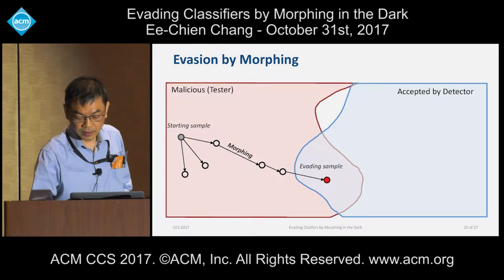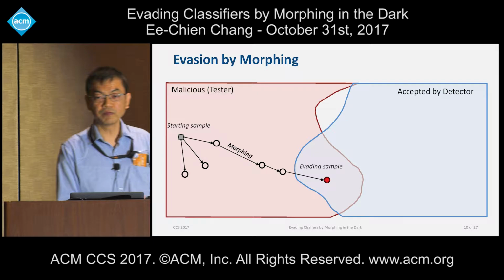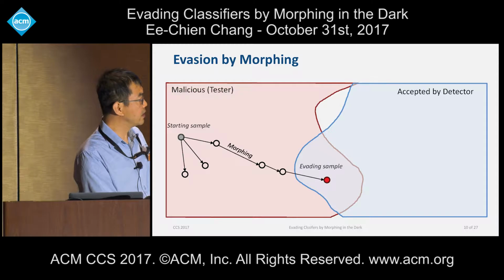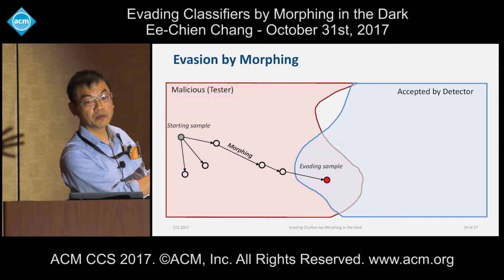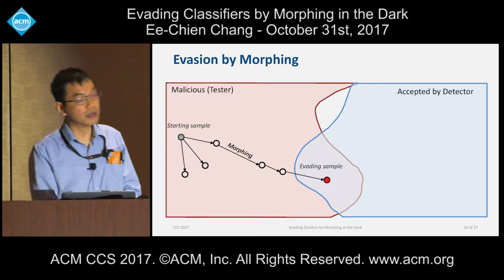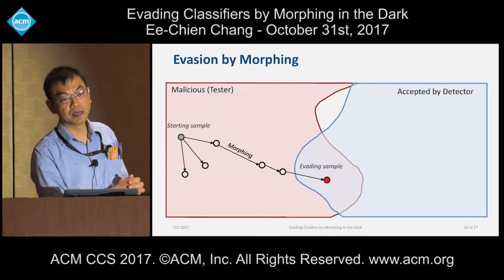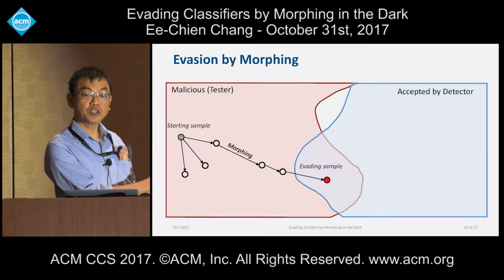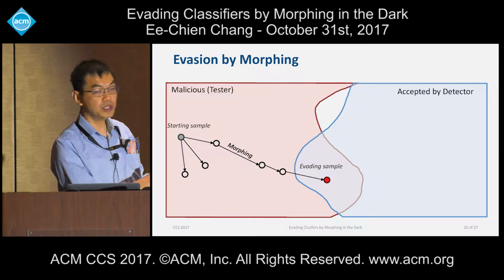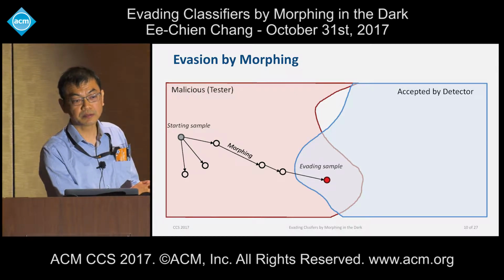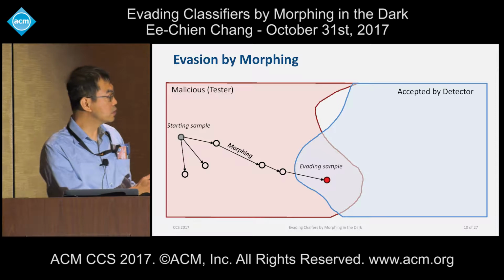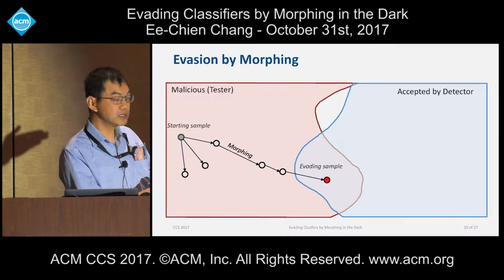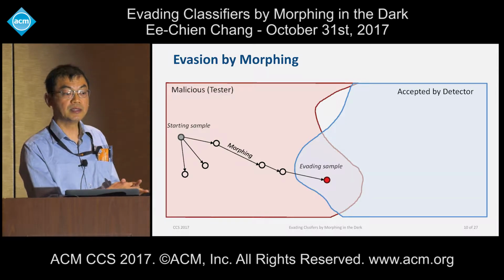This is an illustration of the process. On the left are the samples declared to be malicious by the tester. This is the ground truth. On the right are the samples that are accepted by the detector. For evasion, the attacker wants to find the intersection of these two, that is, a sample that is malicious and yet accepted by the detector. The attacker's goal now is to find a morphing path, a path of successive morphings, from the starting sample that he has to an evading sample.